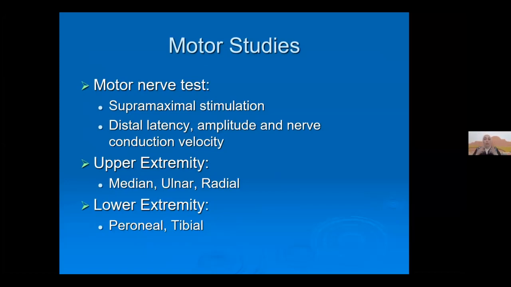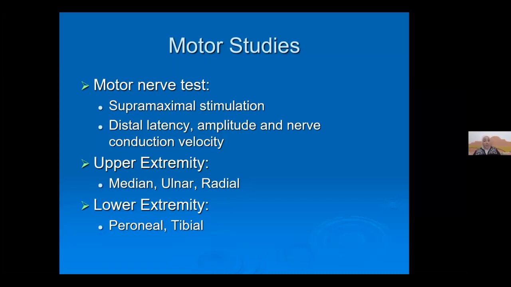Motor nerve tests. How are these done? Of course, you have now gone through many fruitful lectures. So you all know that motor nerve tests are done using what's called supramaximal stimulation. When doing a test for a motor nerve, I measure distal latency, which is measured in milliseconds, the amplitudes, which is measured in millivolts, and the nerve conduction velocity, which is measured in meters per second.